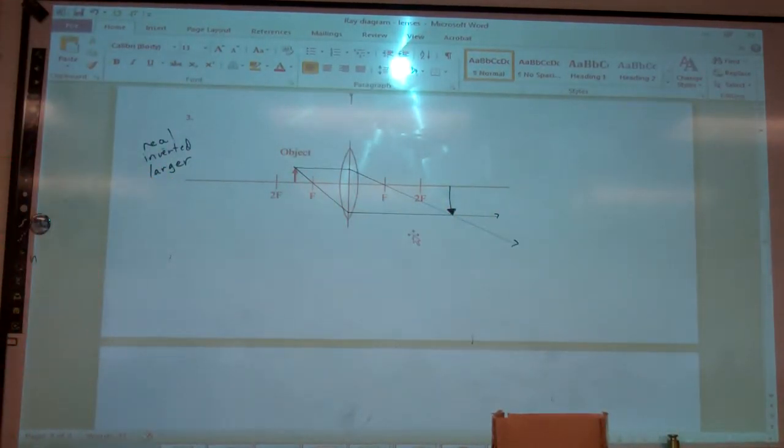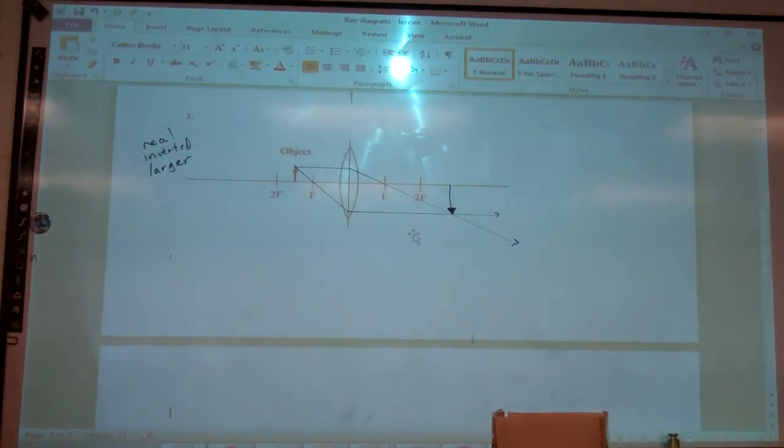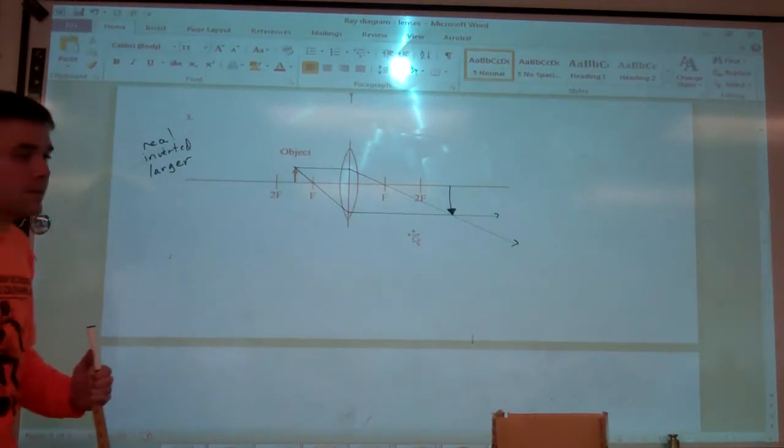And actually, a good example of this, like I said, a converging lens is a magnifying glass. If you look at something close through a magnifying glass, you can see it. If you look at something far away, it's blurry. Does that make sense?